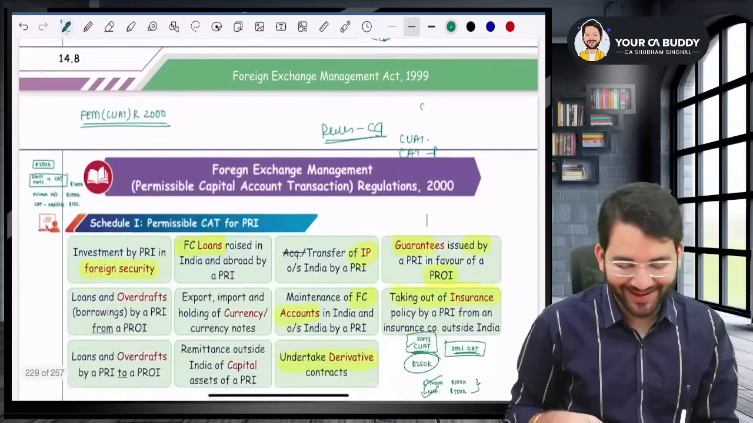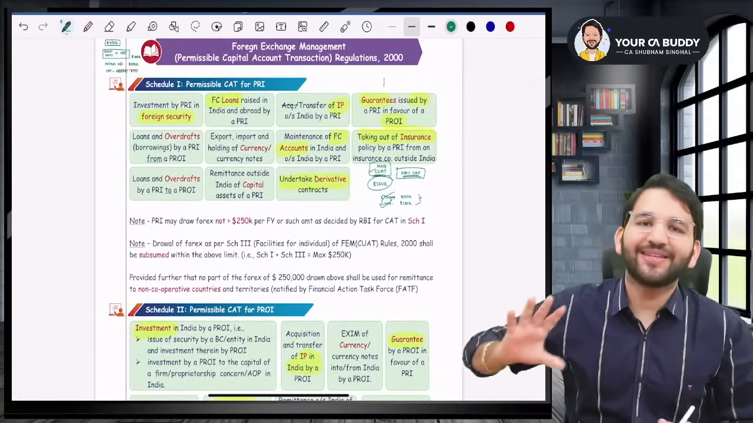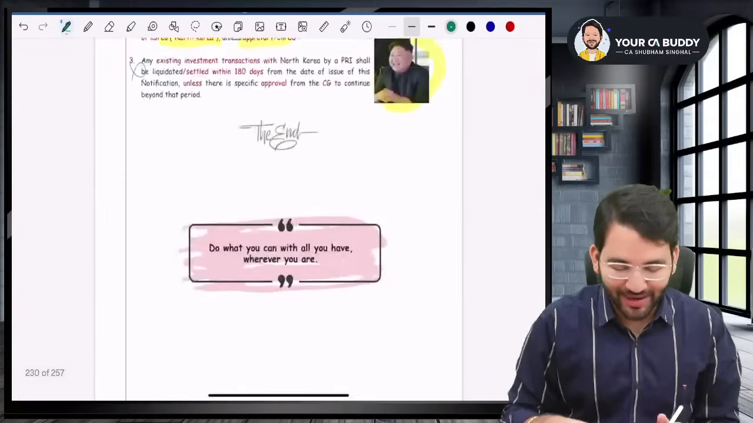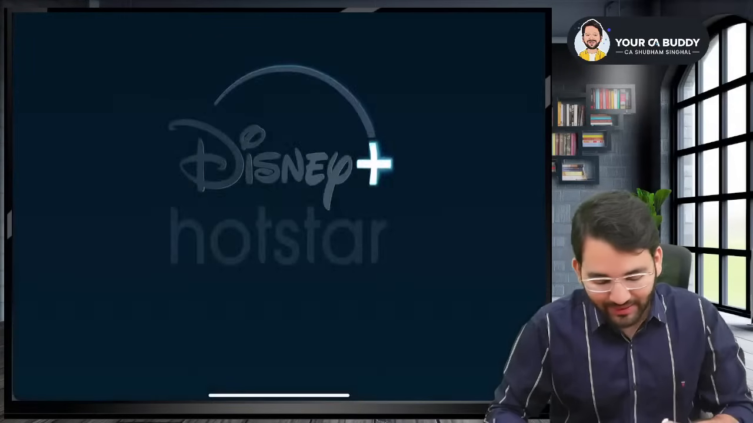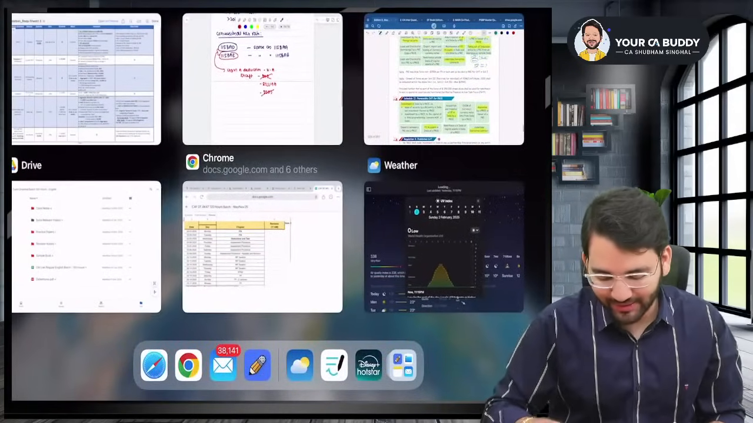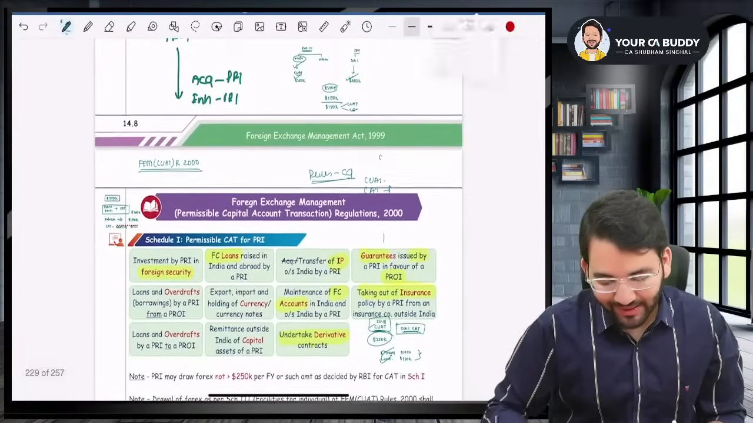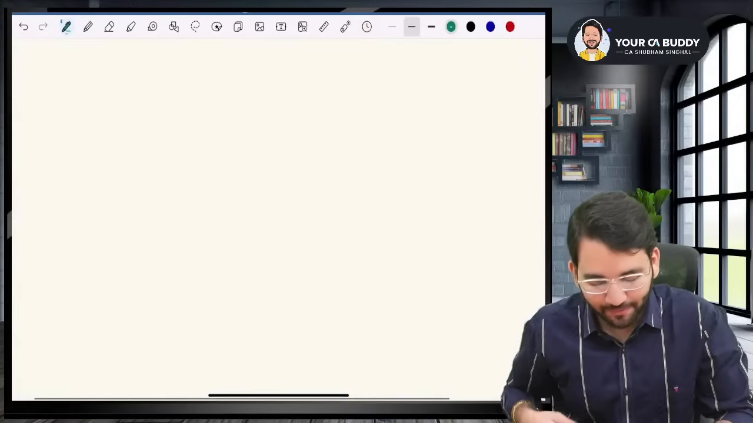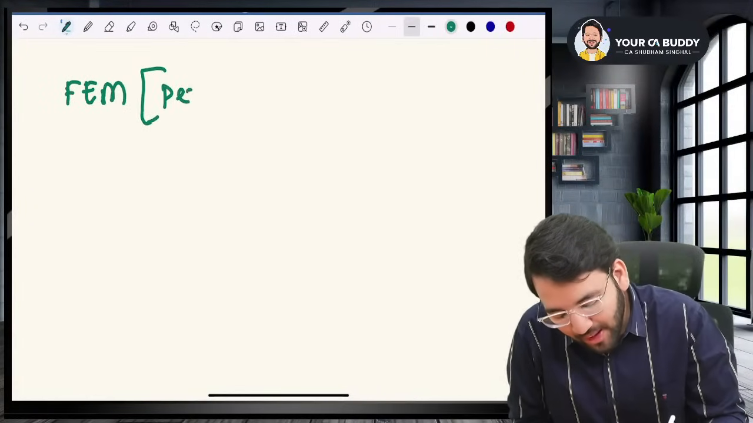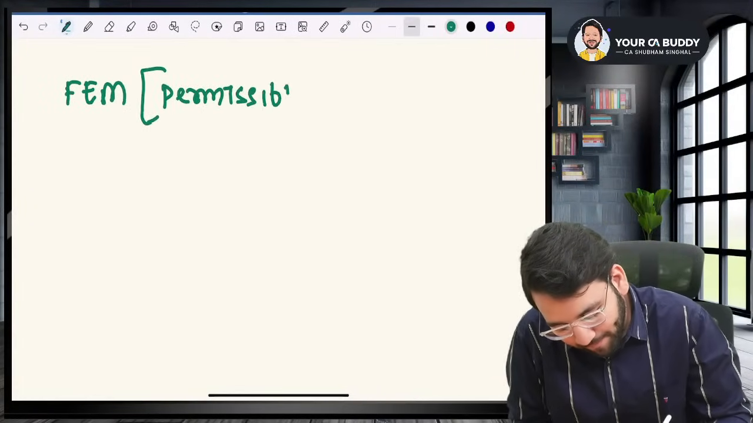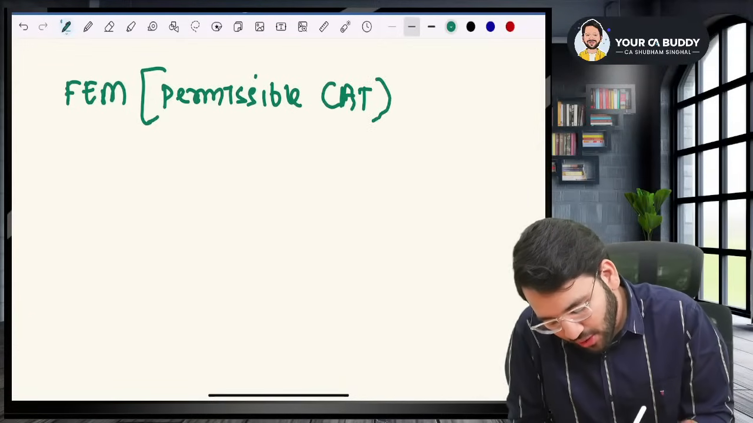Okay. Now, to give this chapter a closure, there's just 1.5 pages left. Listen to me very carefully, sir. Now you have to study three things. So now you are going to study something called the Foreign Exchange Management (Permissible Capital Account Transactions) Regulations, 2000.